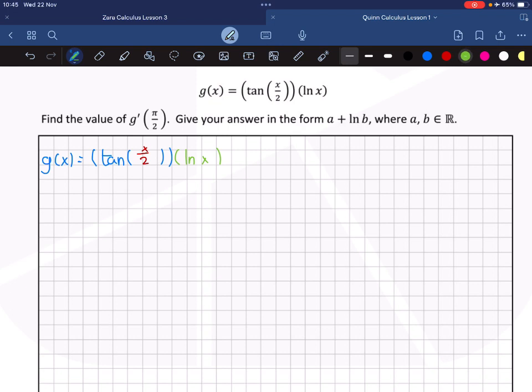What is the product rule? Well, the product rule is u dv plus v du. So that's what we need to figure out. If we find that, we're going to have u and v. I'm just using different colours so you can follow it step by step. So the u part is equal to the tan of x over 2.